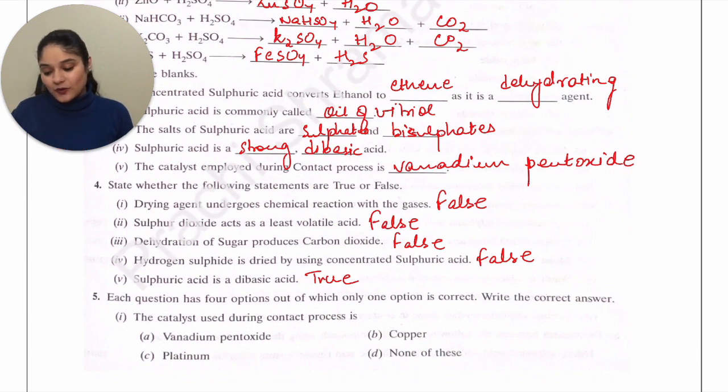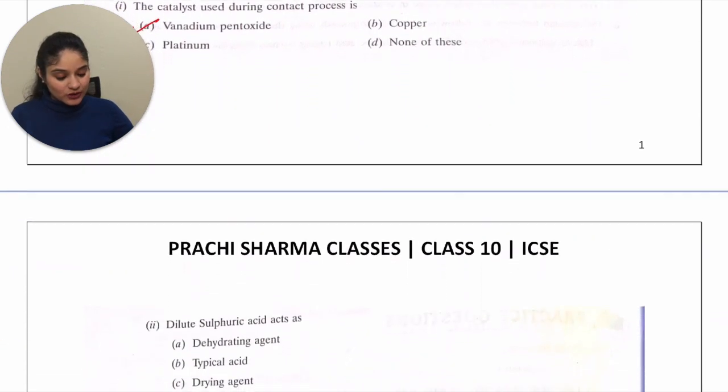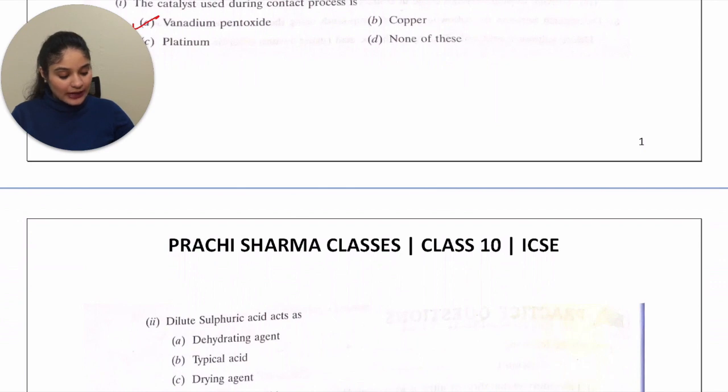Now, let's move on to the next question. Each question has 4 options, out of which only one option is correct. Write the correct answer. So the first one is the catalyst used during contact process. We just covered that. That is vanadium pentoxide. Now, let's move on to the next question. The next question is dilute sulfuric acid acts as a dash.